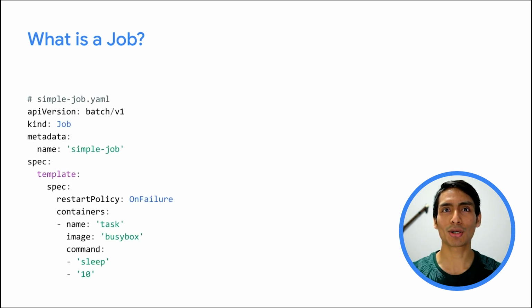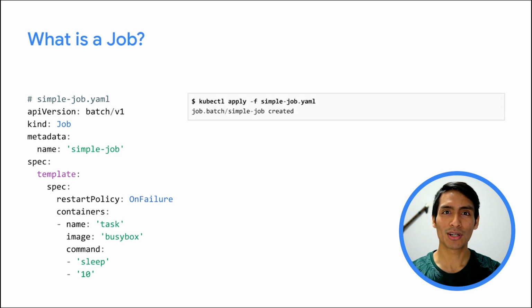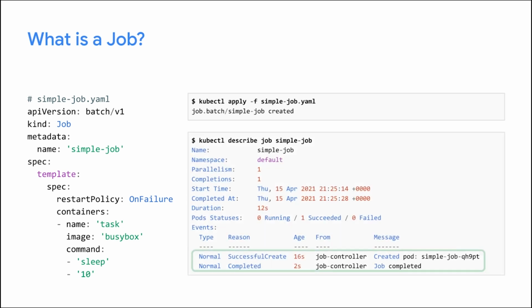Here's how the simplest job definition looks. This job defines a task to be run in a single pod. You can see that it's pretty similar to the definition of a standard pod. You can execute this job using kubectl like so, and if you inspect the job resource, you will see that the job controller created a single pod and tracked its completion.